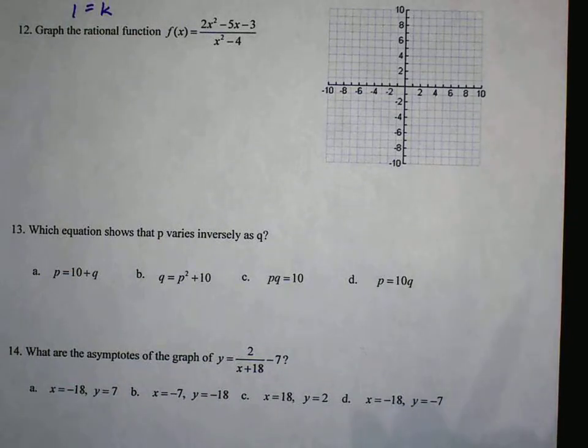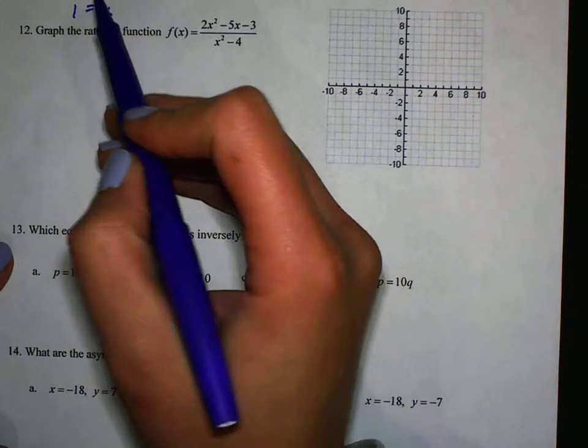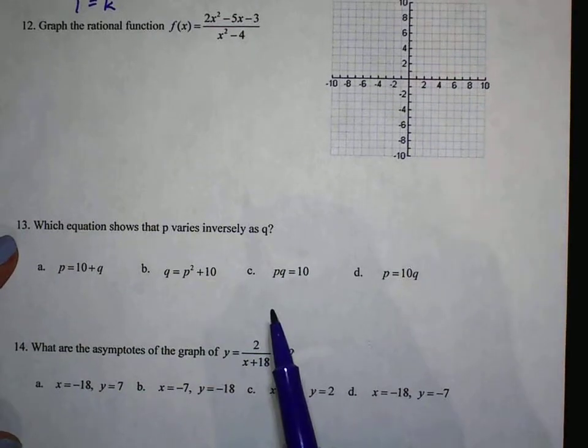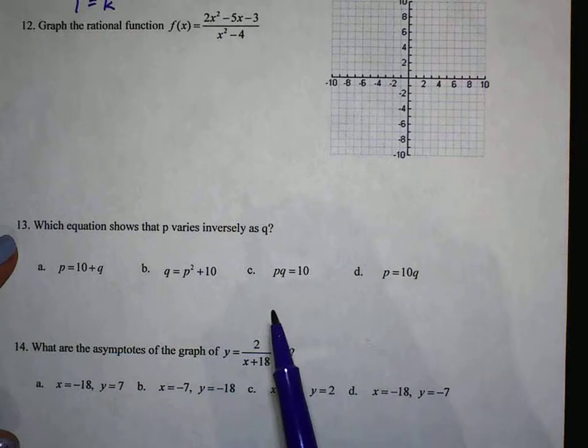Alright, we're going to go over number 12 from your review. Don't mind this 1 equals k, it's from the previous problem. It says graph the rational function 2x squared minus 5x minus 3 over x squared minus 4.